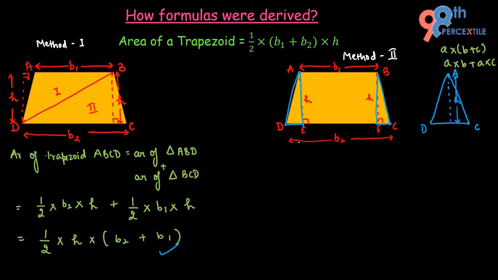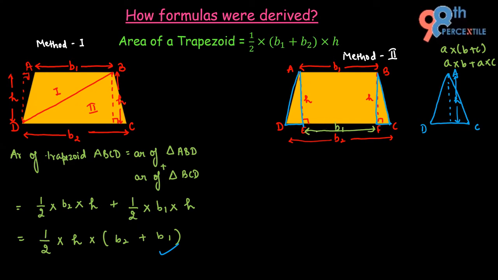Now, look at this trapezoid carefully. This entire length DC is B2, and this length AB is B1. So this also means that the length from E to F, this length, is nothing but B1. Because this is a rectangle ABFE, and in a rectangle opposite sides are congruent. So this EF is B1.